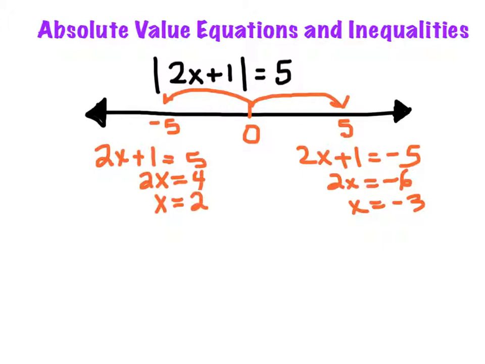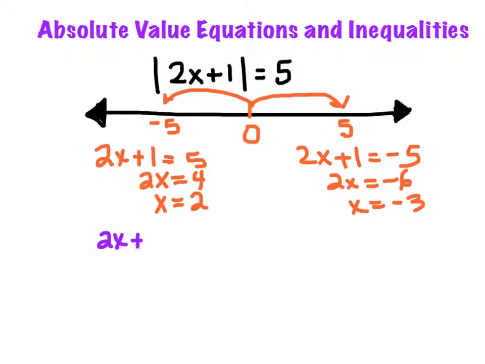So if I plug 2 into this x, I get 4 plus 1. The absolute value of 5 is 5. If I plug negative 3 in here, I get negative 6 plus 1. That's negative 5. The absolute value of negative 5 is 5. Okay, what I would like to propose is, is this any different?